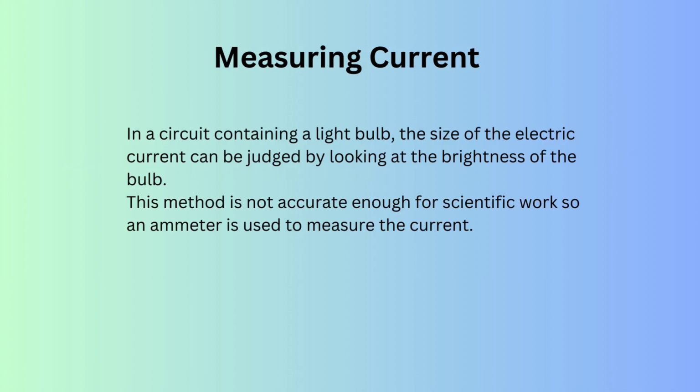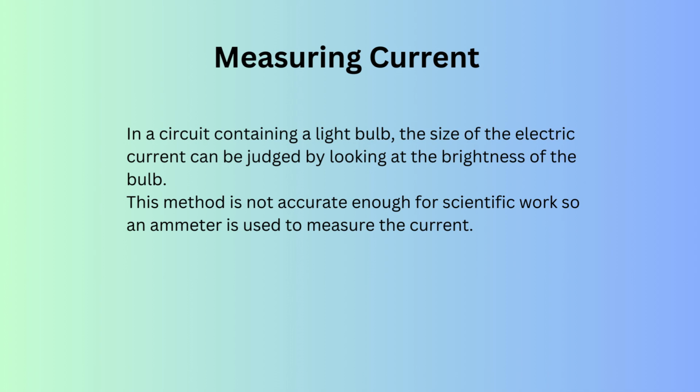Measuring current. How to measure the current? In a circuit containing a light bulb, the size of the electric current can be judged by looking at the brightness of the bulb. It means you can get an idea of the electric current by observing the bulb's brightness. How? A large current makes the bulb glow brightly. A small current makes the bulb glow dimly or not at all.